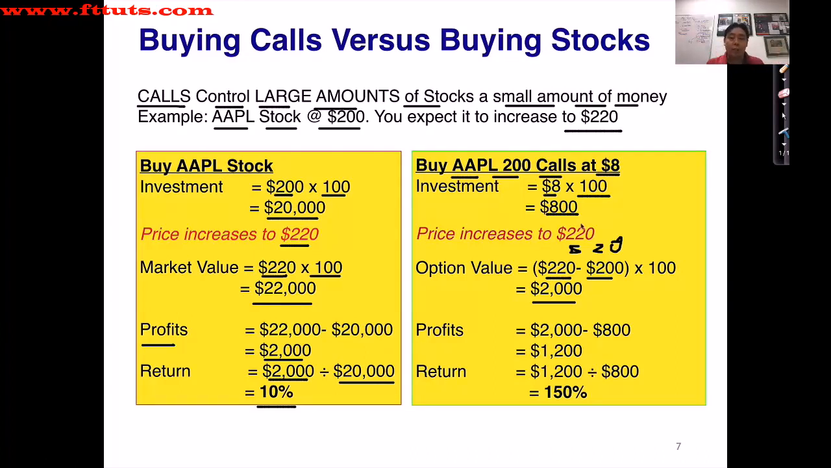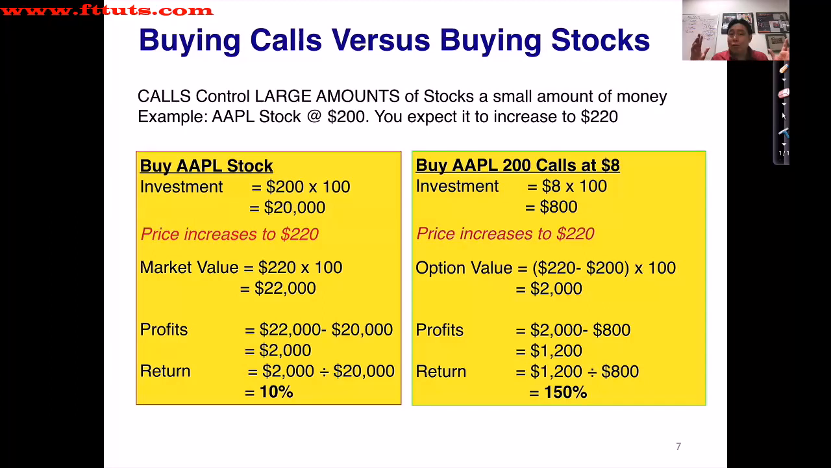So again, you bought the options for 800 bucks. Now the options are worth 2,000 bucks. Okay, so what's your profit? Your profit would be $2,000 minus 800, giving you a profit of $1,200. So you made $1,200, but what was your investment? Your investment was only $800. So you made $1,200 out of 800 bucks, and your return on investment is 150%. So that's the great thing about buying call options, right? You get a very, very high potential return.